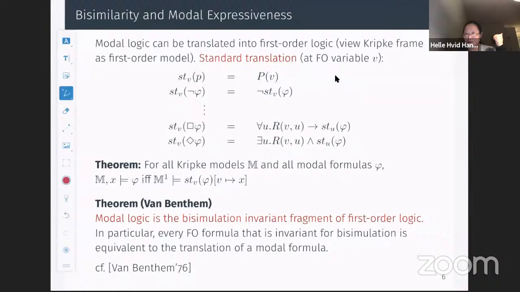Now the converse direction is of course the more interesting one, and that says that if you have a first order formula that is invariant for bisimulation, meaning that for all states that are bisimilar, the formula will be true at one if and only if it is true at the other. But this is now a first order formula, right? So we don't really know whether it came from a modal formula. But the theorem then says that in fact this first order formula is equivalent to the translation of a modal formula. So in that sense, modal logic is really the bisimulation invariant fragment of first order logic.